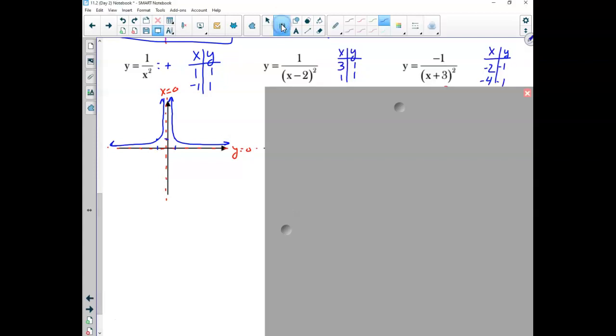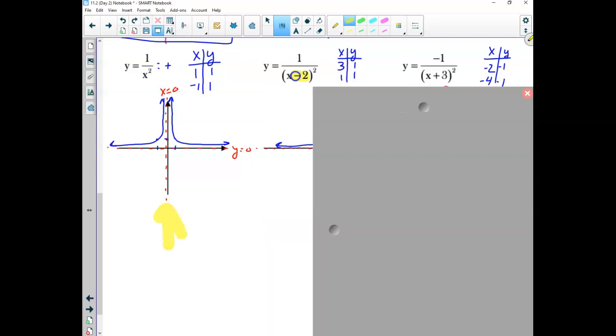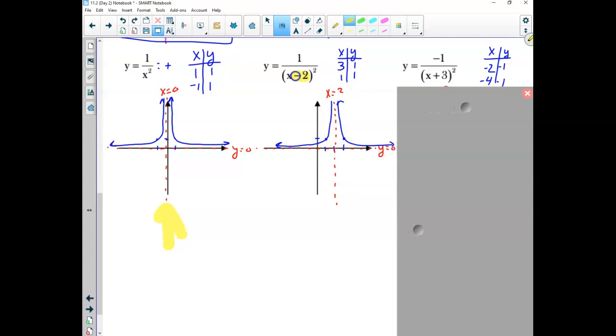Okay, so as I'm looking at this next example, I can see my asymptote is shifted over. It's at x equals 2. And everything else above is the same. So this next graph is going to look exactly like that one, except it's going to be shifted to the right 2 units. Check it out. Okay, there it is. It's the exact same graph, shifted right 2 units.